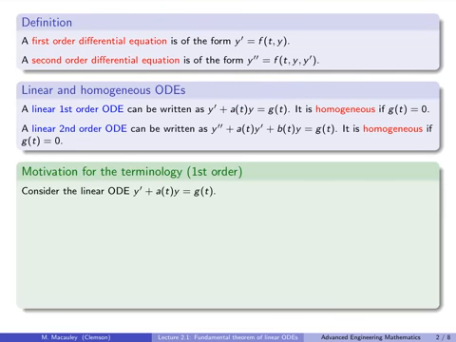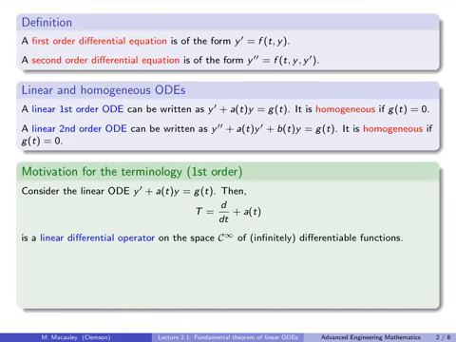Here's an explanation for this terminology. Let's consider a linear ODE of the same form that we did above. Then this thing, d dt plus a of t, let's call that capital T, is a linear differential operator on the space C infinity, that is, of infinitely differentiable functions, or smooth functions.